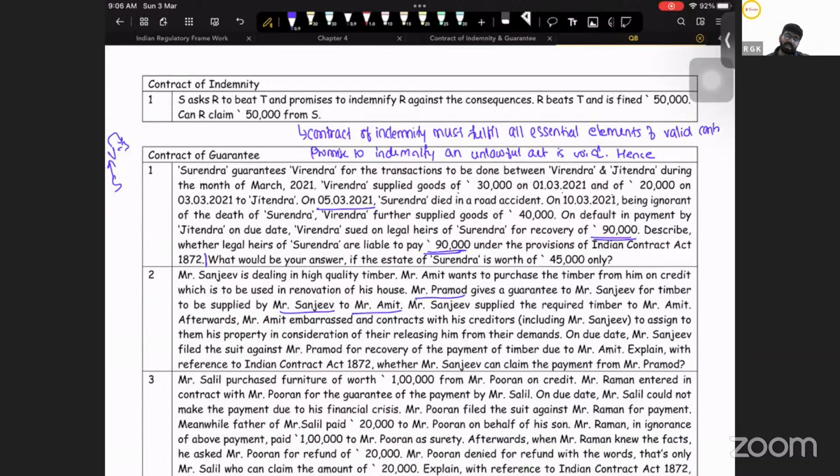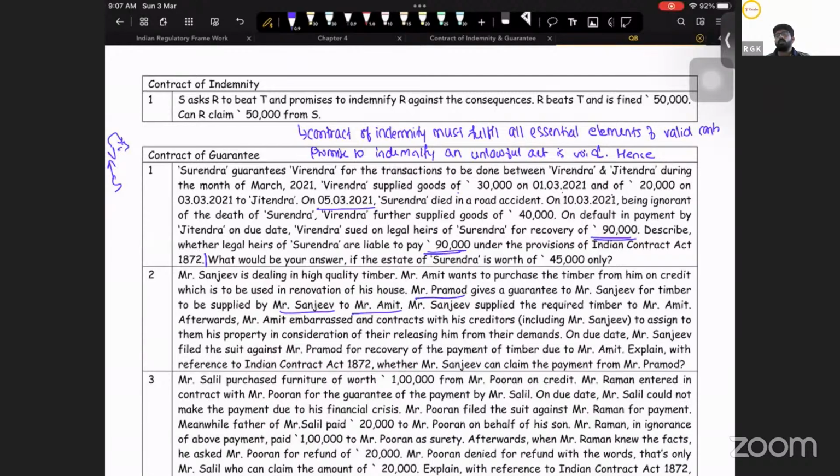Sanjeev, to assign to them his property in consideration of their releasing him from their demands. On due date, Mr. Sanjeev filed a suit against Mr. Pramod for recovery of the payment of timber due to Mr. Amit. Explain with reference to Indian Contract Act whether Mr. Sanjeev can claim the payment from Mr. Pramod.